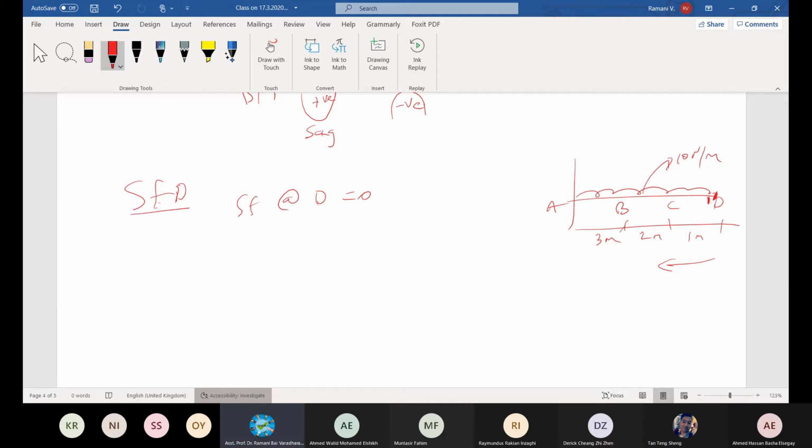Just take the left hand side of D and calculate it. It should be increasing, right? Because the load has already started. The left hand side of D should be equal to the distance times the corresponding load.